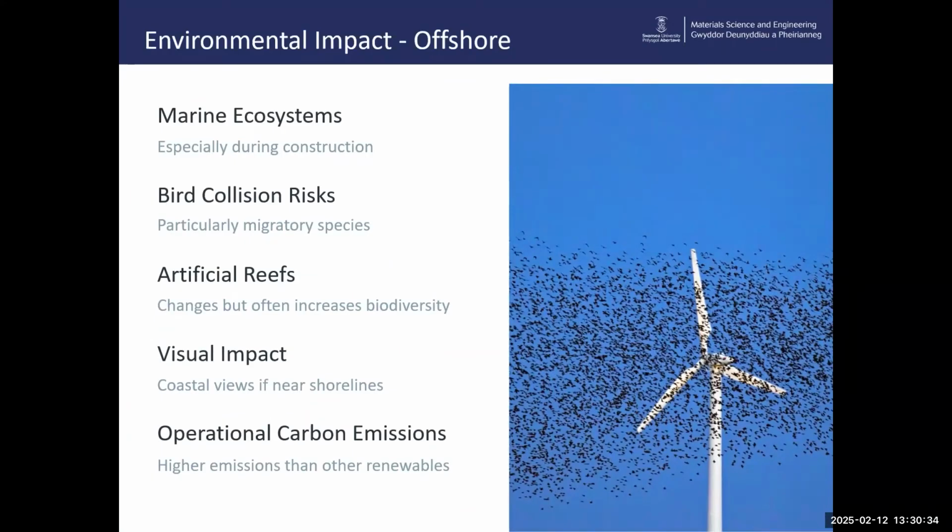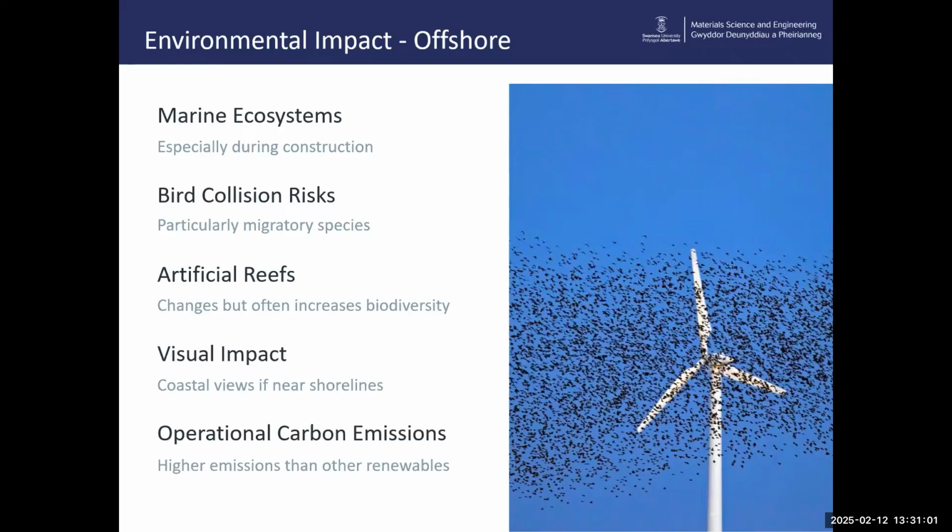So, environmental impact of offshore wind power. As the video showed, we could disrupt marine ecosystems, especially during construction. Bird collision risks, and particularly disrupting migratory species. However, it has been found that offshore locations often result in fewer collisions compared to onshore sites.